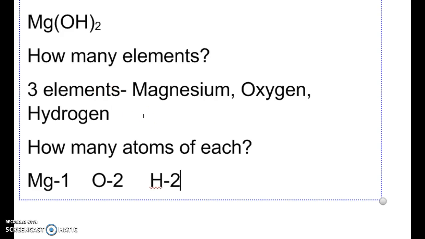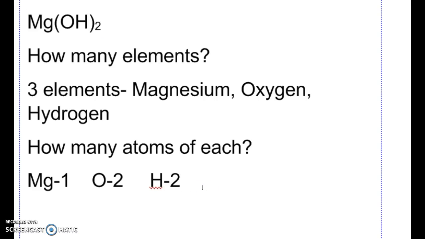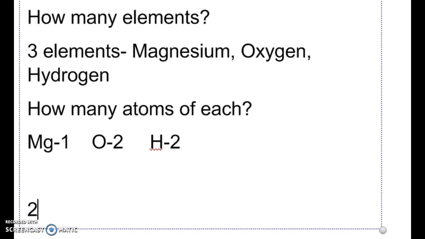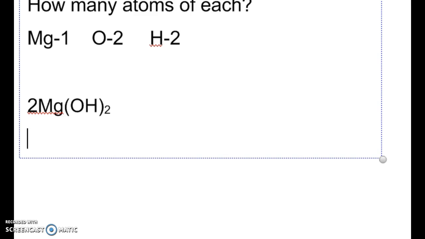Okay? Now, it could get hairy if I have this. I'm going to cut and paste this and be lazy. If I put 2 molecules of this, then it gets a little hairy. Not hard to do, but just a little bit different. So if I say how many atoms, then Mg, I've got this 2 in front of here, which applies to the whole shebang. So 2 times 1 gives me 2 of those.